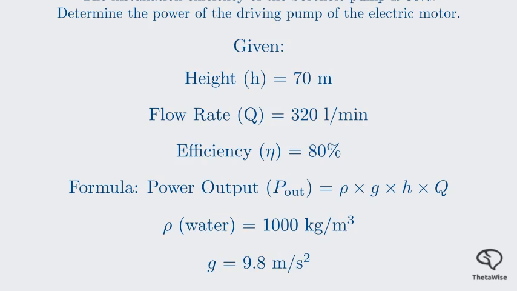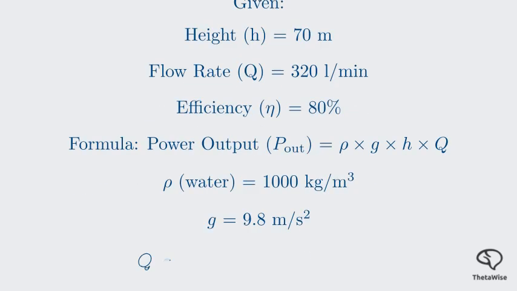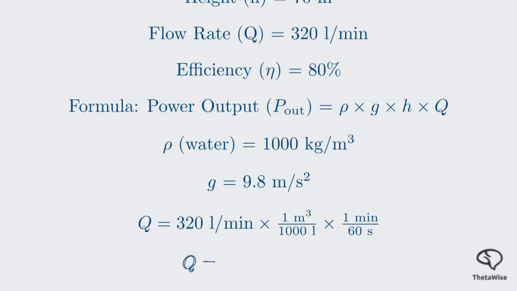Our flow rate is in liters per minute, which is not standard SI. We must convert it to cubic meters per second. To do this, we multiply by the conversion factor for liters to cubic meters and divide by 60 to convert from minutes to seconds. This gives us a flow rate of approximately 0.053 cubic meters per second.